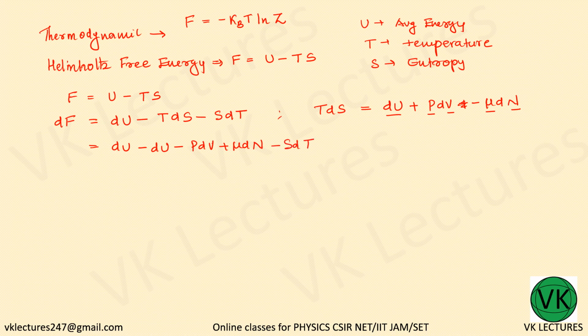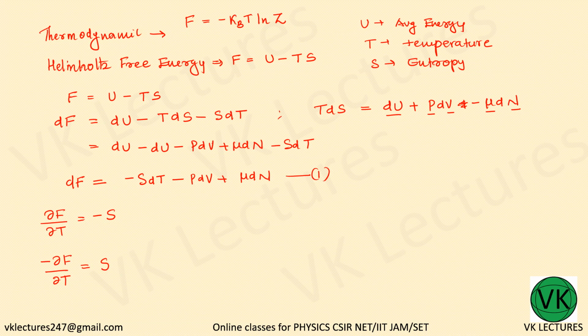So now we can again simplify this. dU gets cancelled, so dF is equal to minus S dT minus PdV plus mu dN. So this is equation 1. Now let us do dou F by dou T, the partial derivative of F with respect to T. The other two quantities will go off, so only minus S will remain. So we can write minus dou F by dou T equal to the entropy.